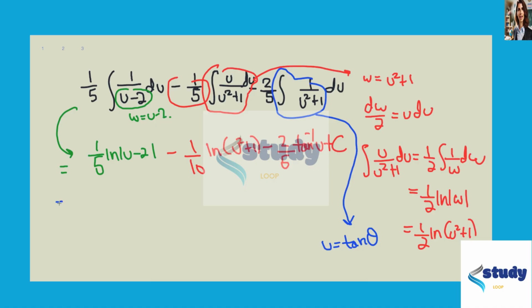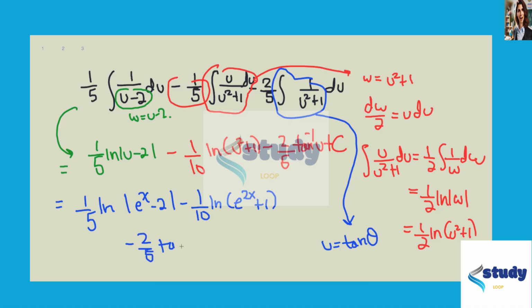The last step here is to replace u with x. So let's just go ahead and do that. ln, that's e to the x. That was how we defined u. And then technically here, I should keep my absolute values there. Minus 1 over 10, and then e to the 2x plus 1. And then minus 2 over 5, tan inverse, e to the x, plus our c, and that's our answer.